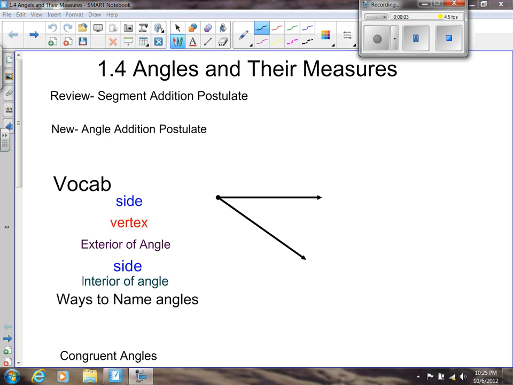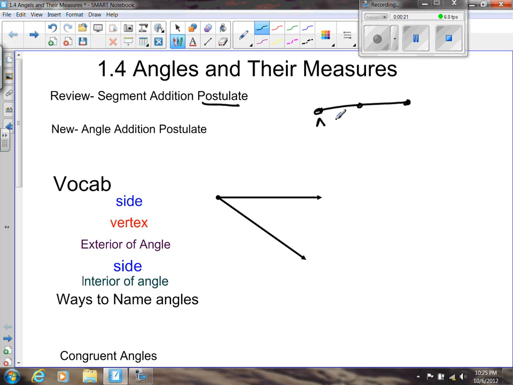1.4 Angles and their measures. So just a quick review. We're going to start off with the segment addition postulate. Postulate means it's an accepted statement. And in this case, the segment addition postulate was when we had a segment.